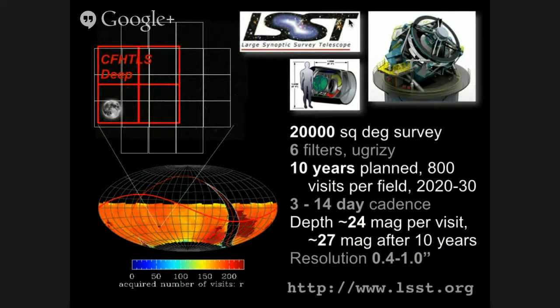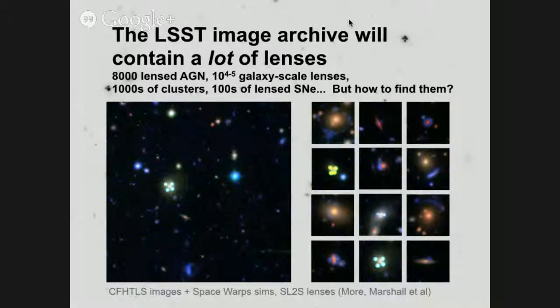Okay, so here's a machine that should find us many, many lenses, LSST. I think you saw this from Chris this morning, perhaps. I put some numbers on this slide, but we shouldn't dwell on this other than to realize that the LSST image archive will contain a lot of lenses. So thousands, tens of thousands of lenses in half the sky being surveyed to impressive depth. So the problem we have is how to find them once we've taken those images.